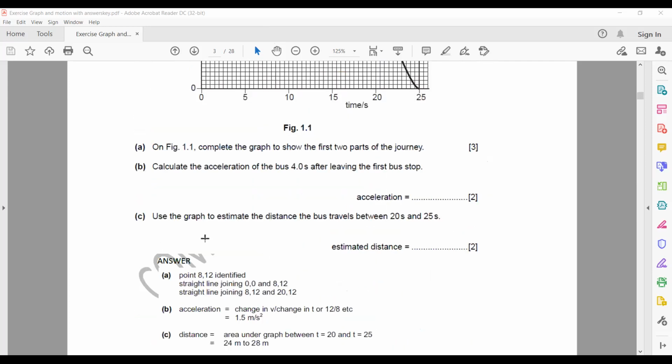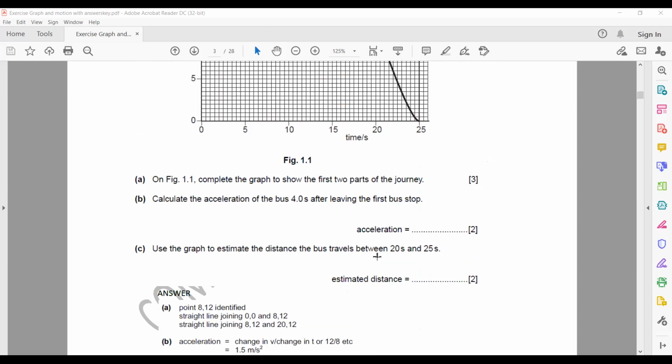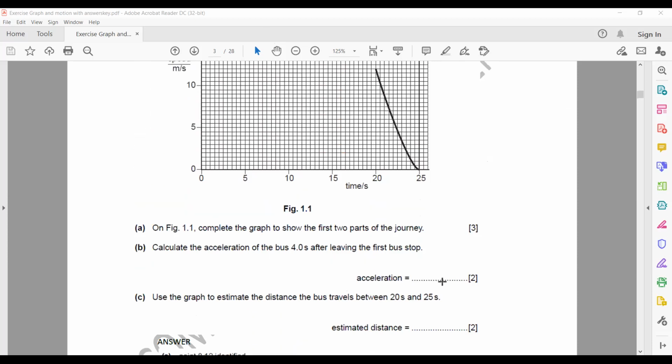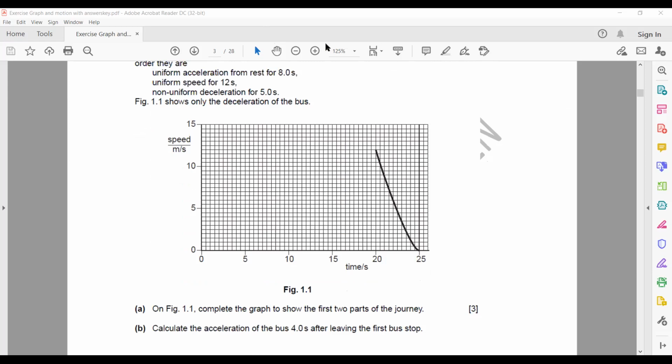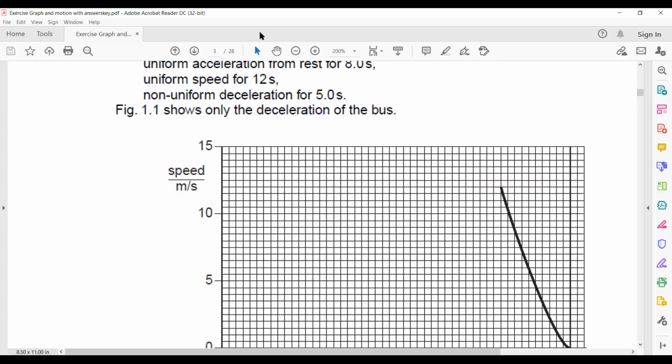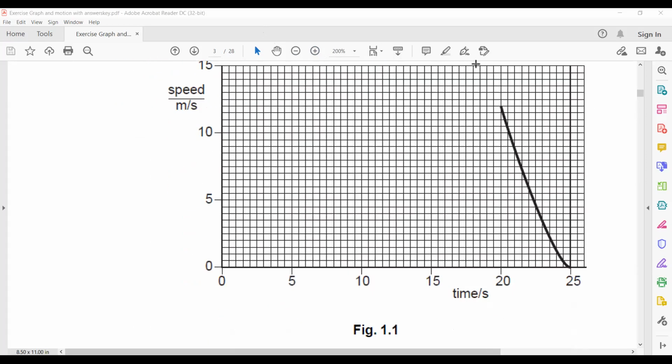Then use the graph to estimate the distance traveled by the bus from 20 seconds to 25 seconds. So we have to calculate the distance traveled from 20 to 25. So only this part we have to estimate. So what shape does it appear? It is not an accurate triangle, but it appears to be a triangle, not an exact triangle.